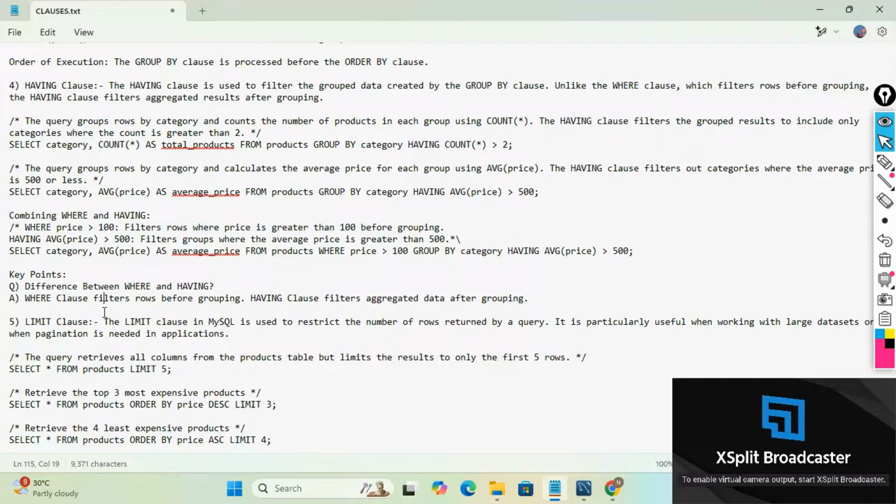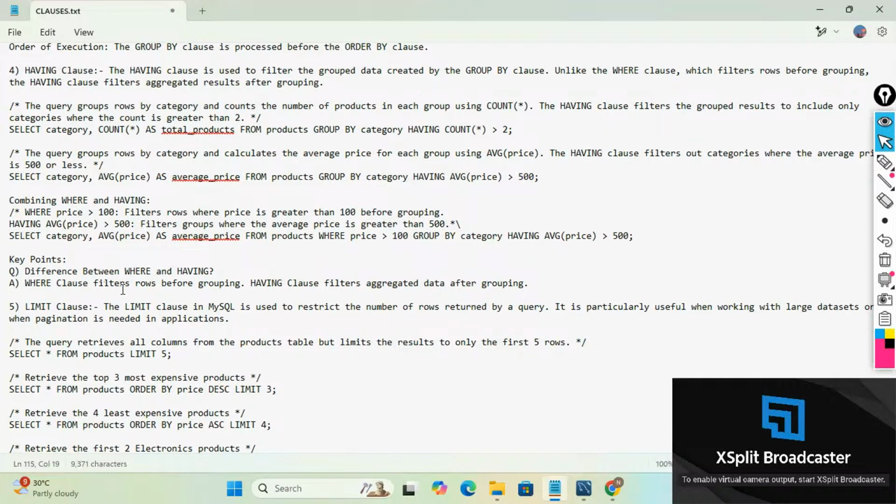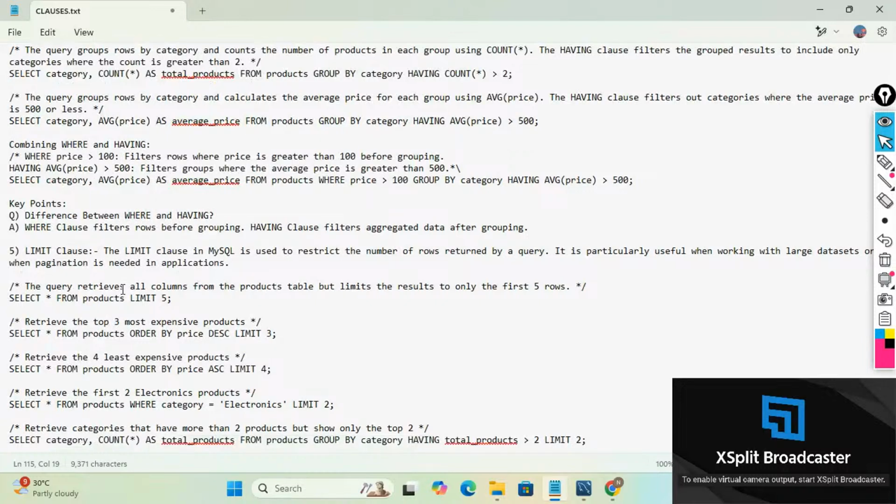Where clause filters the rows before grouping, and having clause filters the group data. So after grouping. This is the main difference between where and having clause. Just make a note of it. So we are done with the four important clauses. One is where, next is order by, third one is group by, and the fourth one is having clause.